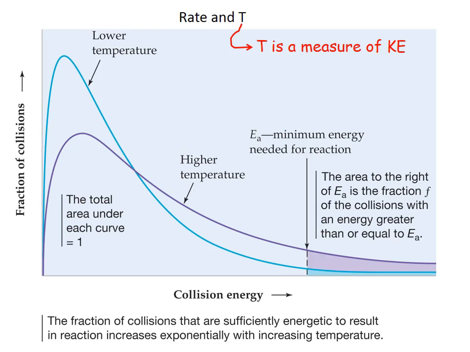And what happens is that the purple shaded region on the right, those are all of the molecules that have at least the activation energy. So the activation energy is the minimum energy needed for the reaction to occur. And you can see the purple shaded area is much larger than the blue shaded area, which is why more molecules react appropriately to product at higher temperature.